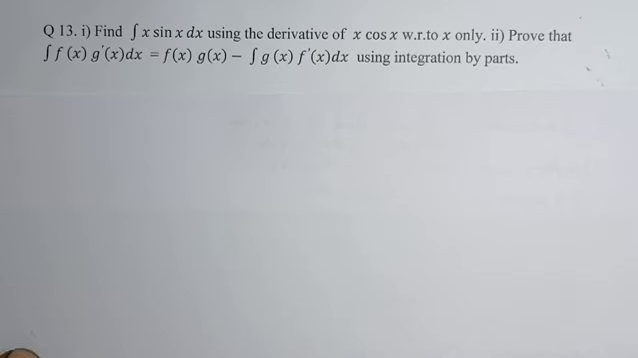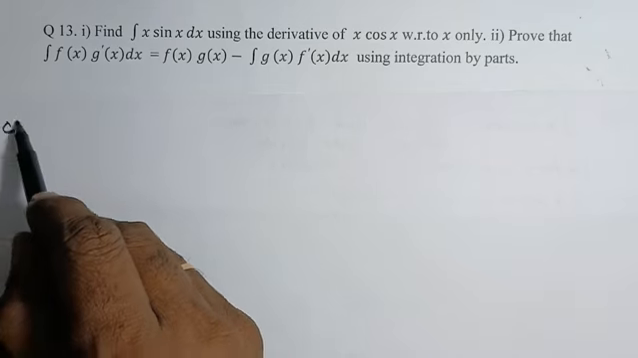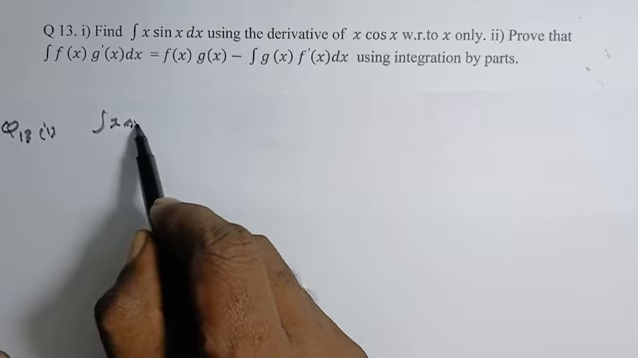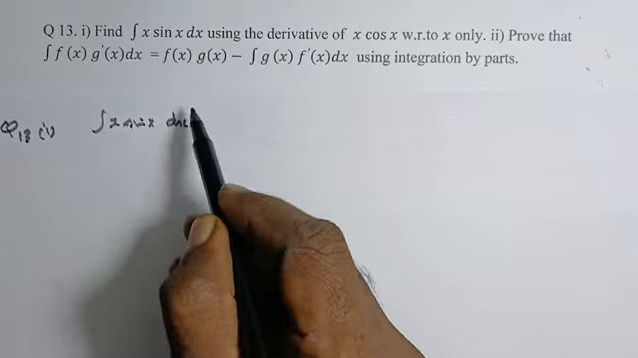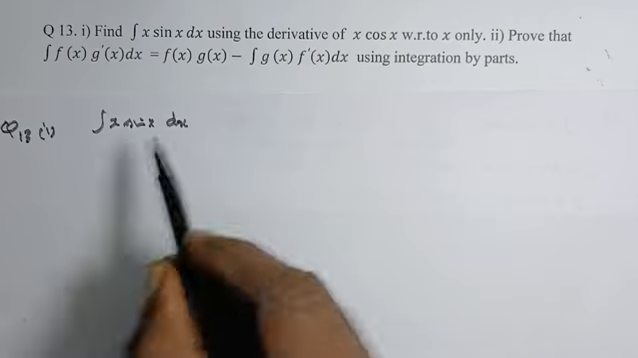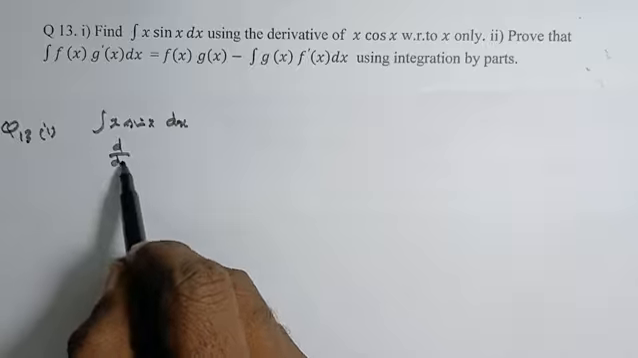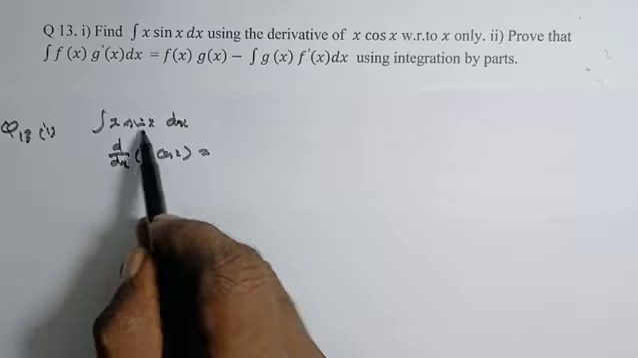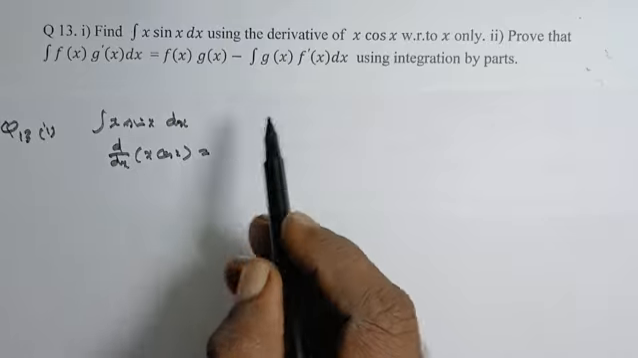That's all. Question number 13, subdivision 1. Find integral x sin x dx. Same problem as the previous one, but the method is different. Using the derivative, that is d by dx of x cos x, using this result, you try to find out integral x sin x dx.